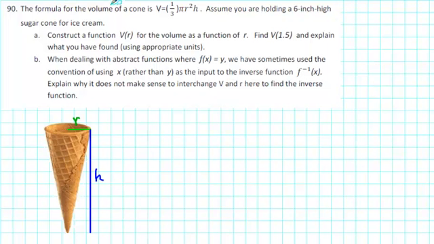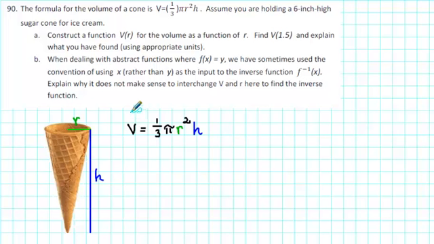The formula for the volume of a cone is V = 1/3 πr²h. Assume you are holding a 6-inch high sugar cone for ice cream. A. Construct a function V of r for the volume as a function of r.